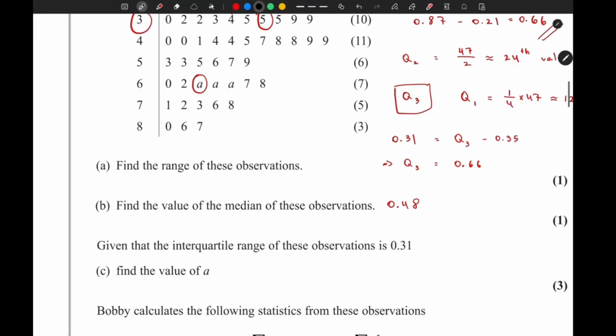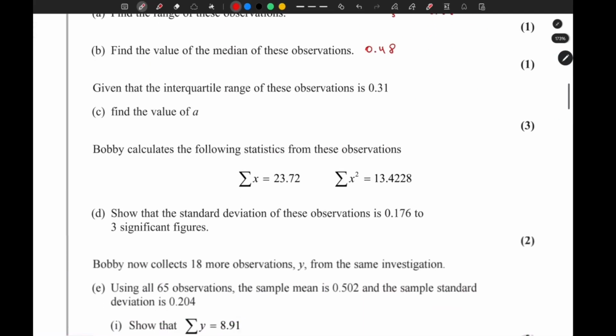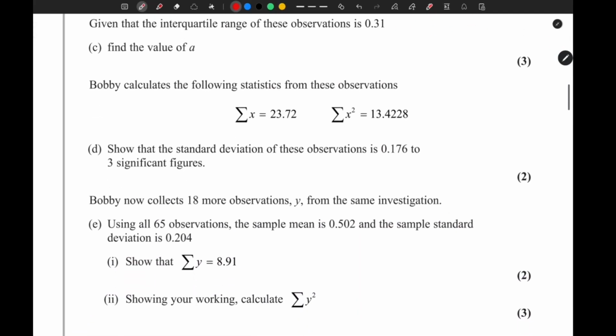So we know the first digit to be 6. Now the second digit will also be 6. As you can see, the value of A is repeated 3 times, so all of these values will be the same. So the second digit is 6. So this will be 6 and 6 and 6. So the value of A is actually 6. So that is it for this part. Now for the next question, we need to calculate the standard deviation. We know the summation of x and the summation of x squared.